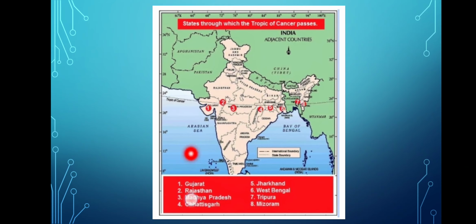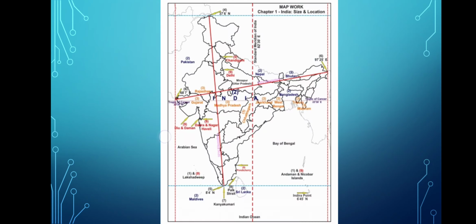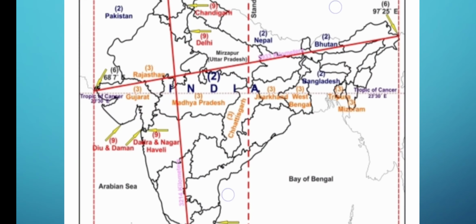At the bottom also I have written the names of all the states through which the Tropic of Cancer passes. So it is also an important latitude of our country, which is dividing India into two equal halves. In the previous map also you can see the names of the states clearly given: Mizoram, Tripura, West Bengal, Jharkhand, Chhattisgarh, Madhya Pradesh, Rajasthan, and Gujarat. So this is also an important line of latitude. You have to practice it.